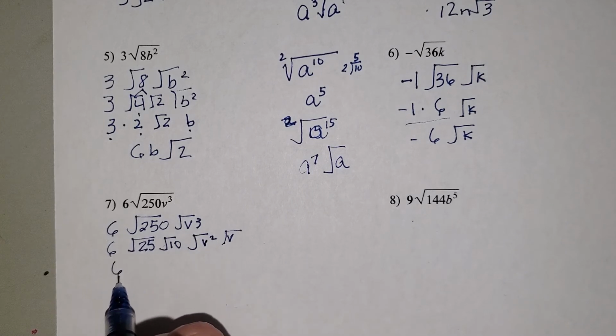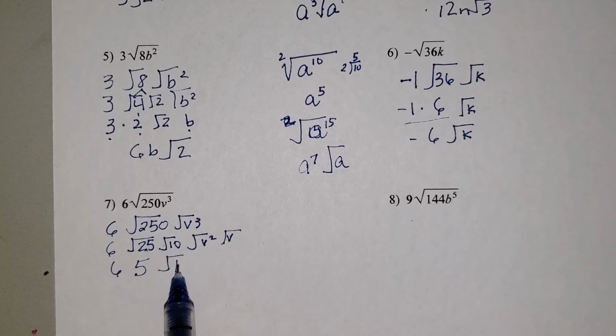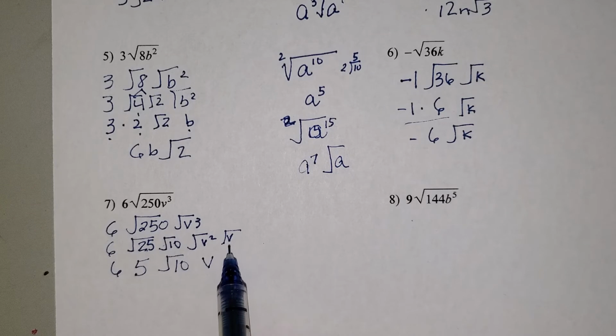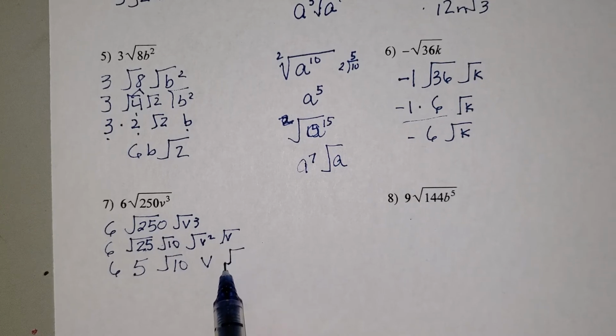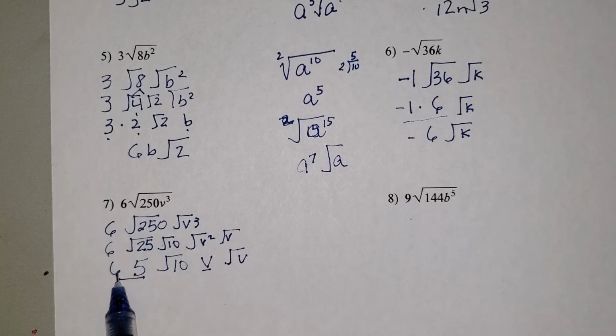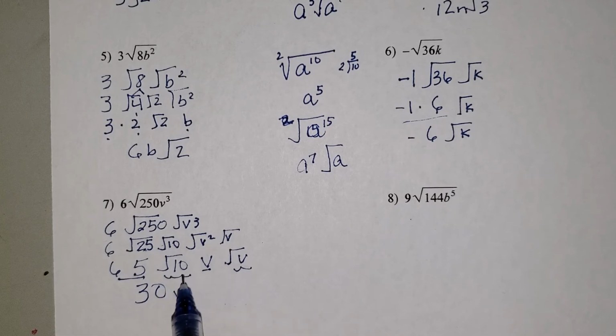And simplify. 6, square root of 25 is 5, square root of 10 we can't do, square root of v squared is v, square root of v to the first we can't do. What's outside is 6 times 5 times v, or 30v. What's left inside the radicals is 10, radical 10 times radical v, and so we'll just multiply them and put them under one radical sign.